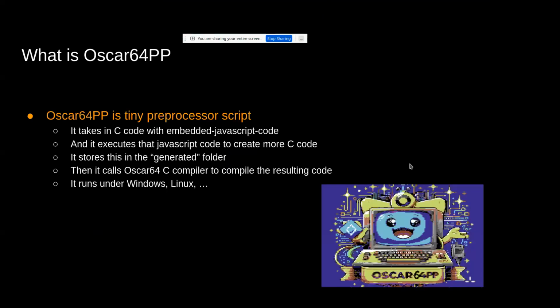So yeah, it's a tiny preprocessor script. It takes some C code and it has embedded JavaScript code in it, and it executes that JavaScript while you compile it to create more C code. And it stores this generated code in a generated folder. And then it calls the Oscar64 C compiler. It wraps around it to more or less compile the resulting code. And just like the main compiler, it also runs on Windows, Linux, and whatnot.